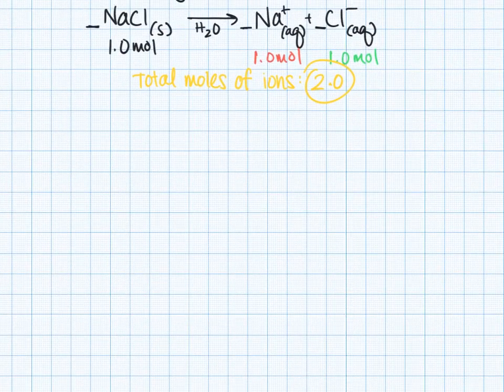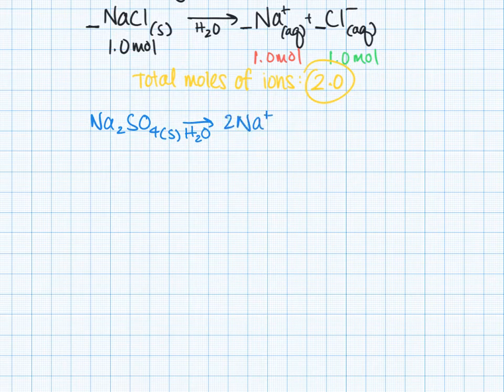Let's say we had sodium sulfate, and we put that into water. And make sure that this balances, right? I want it to balance on both sides. So on the right side, I would have 2 sodium ions and 1 sulfate anion.